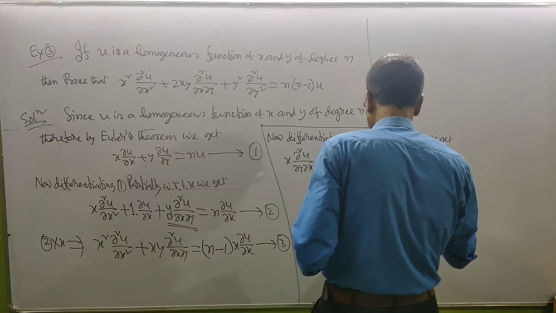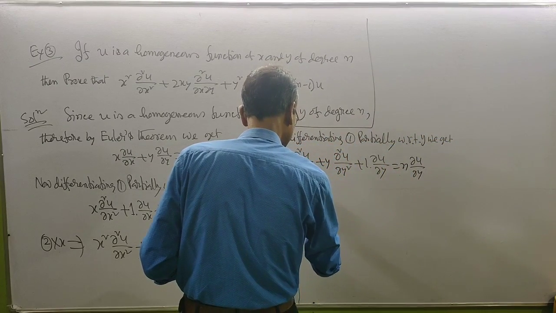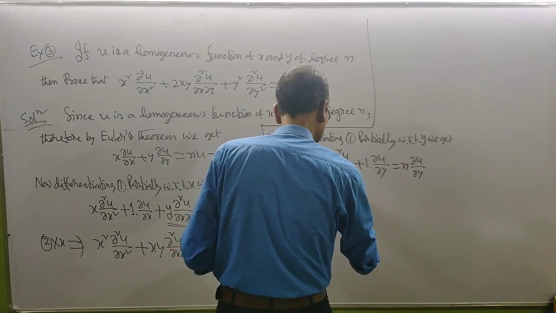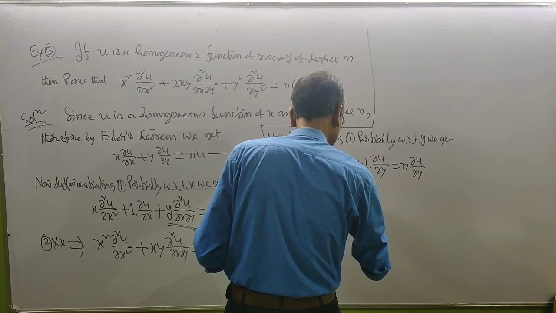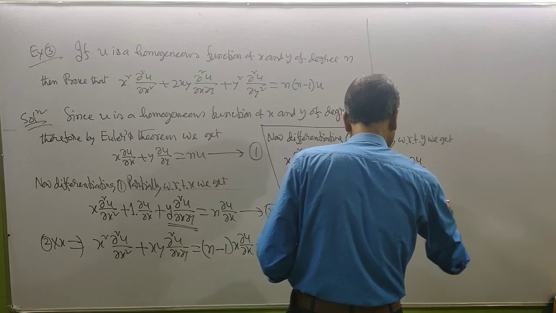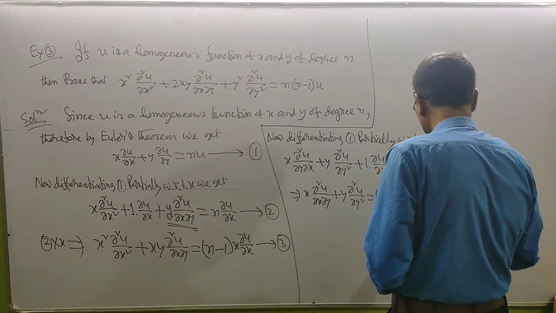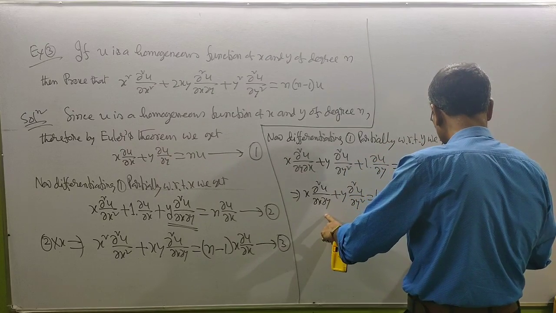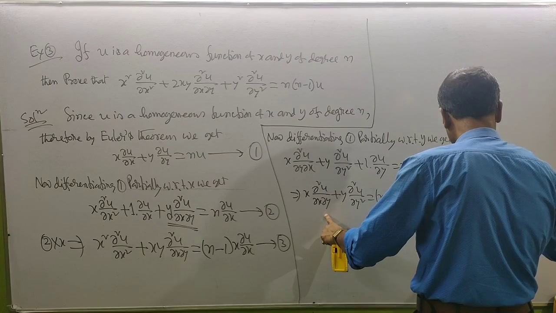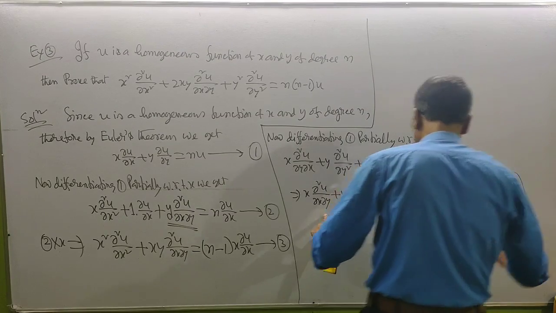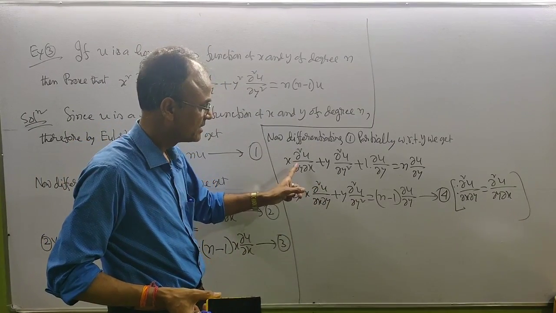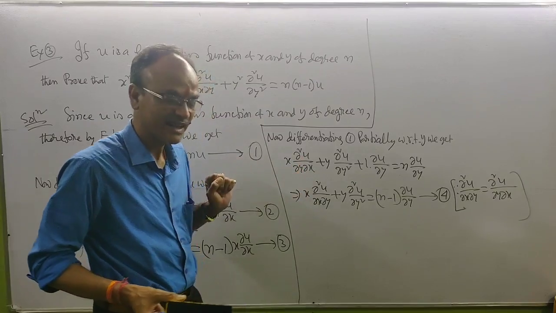del u by del y, or you may write x del 2 u by del x del y plus y del 2 u by del y square equal to n minus 1 del u by del y. Suppose this is number 4, and we have used this one: del 2 u by del x del y equal to del 2 u by del y del x. We have applied this.